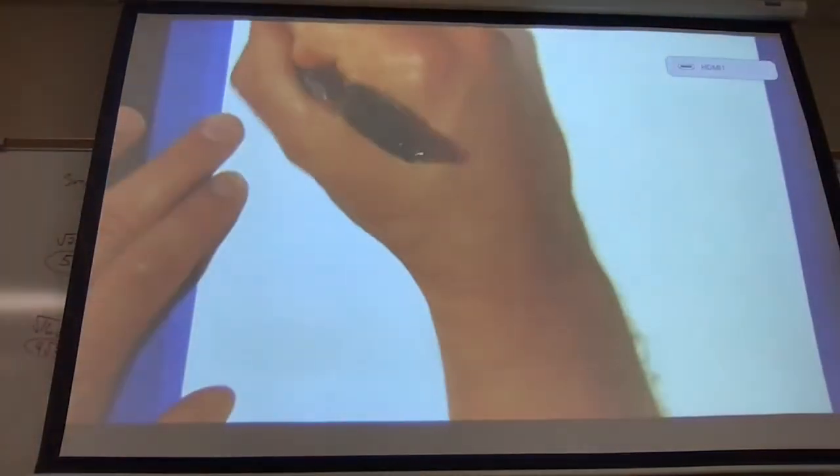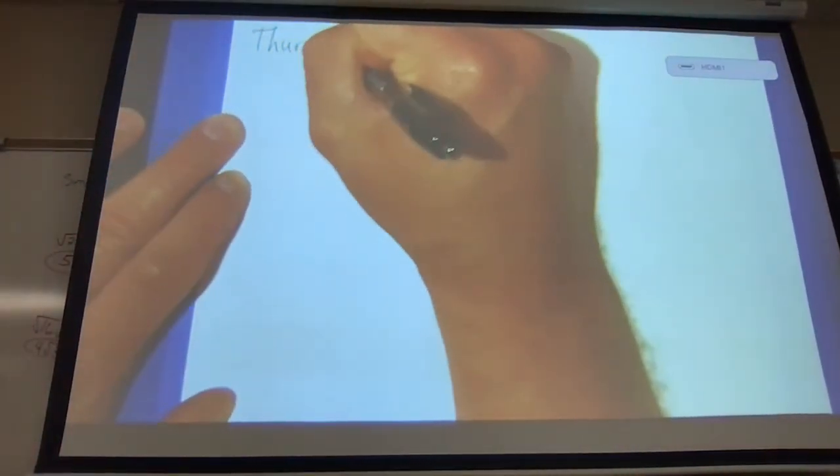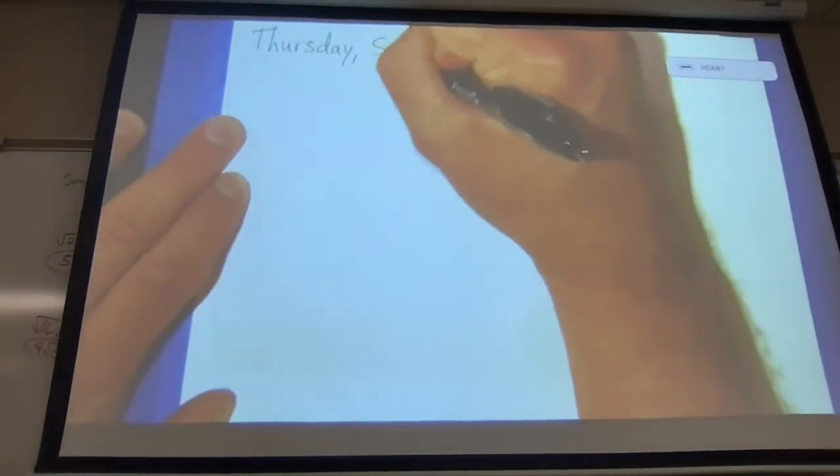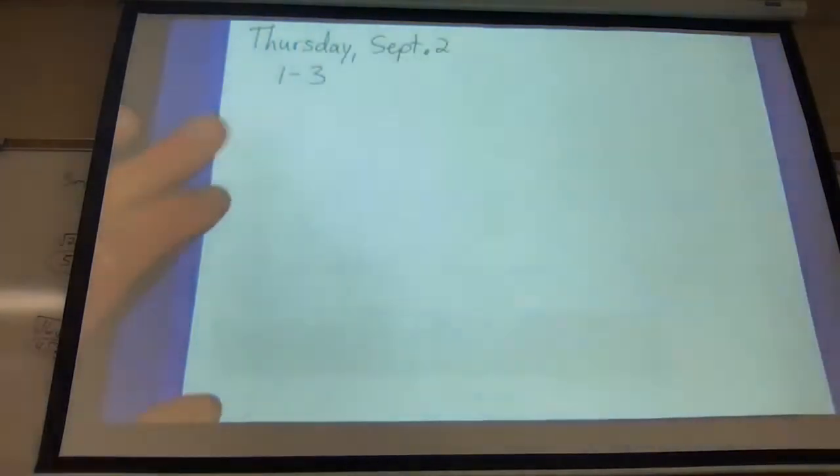Now for the notes. What we're going to do is always put the date on here because that'll make it a lot easier to find. So any day we do notes, go ahead and write down the date. Today is Thursday, September 2nd. We're doing section 1-3 today.